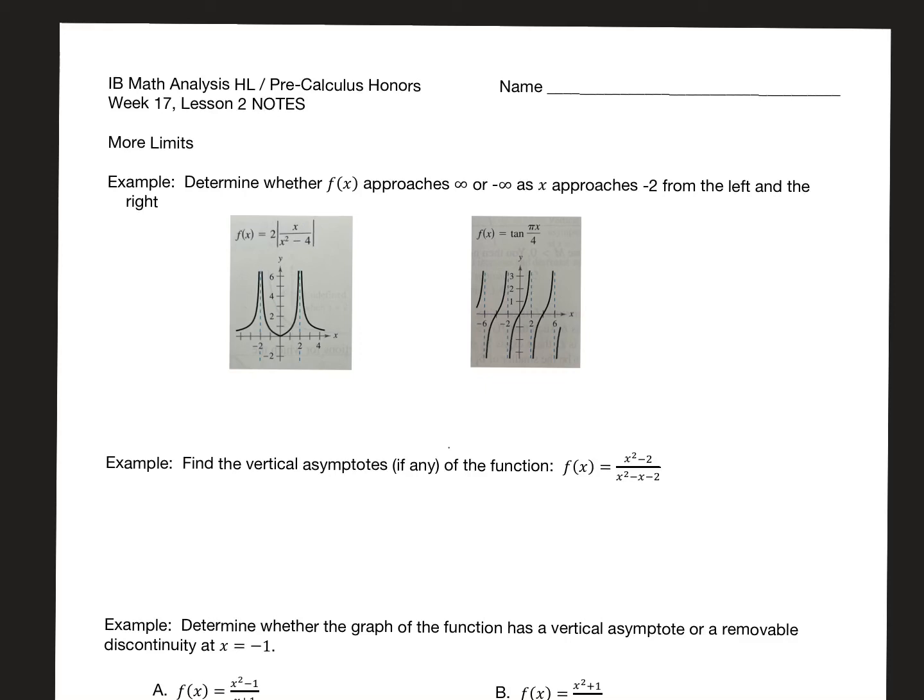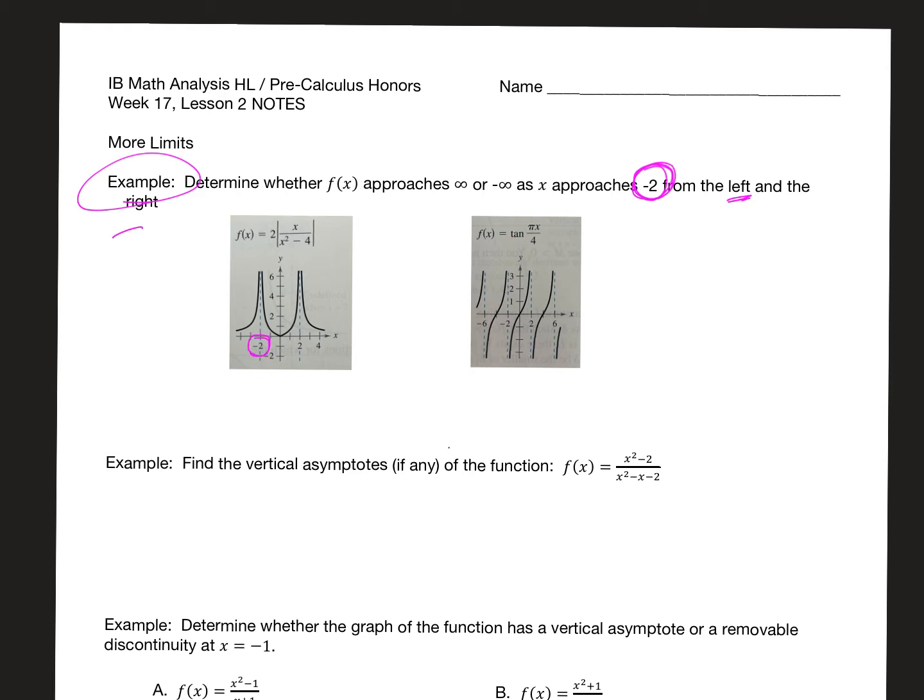Week 17, lesson 2. Okay, so this lesson is about more things about limits. All right, so let's take a look at this first example, this one right here in pink. Determine whether f of x approaches infinity or negative infinity as x approaches -2 from the left and from the right. Okay, so here's where -2 is on this first drawing.